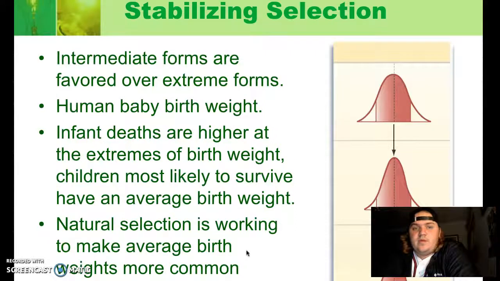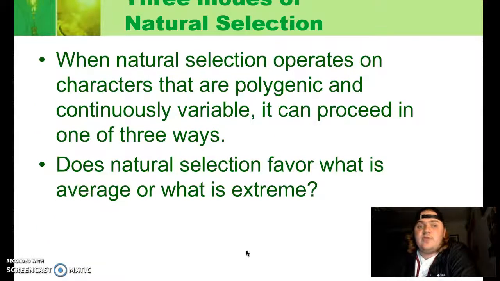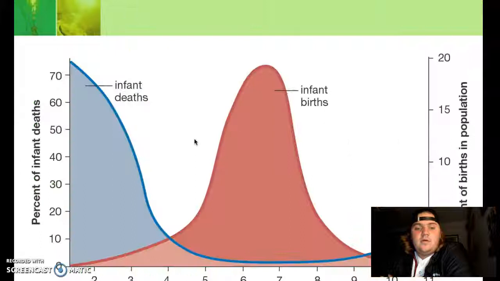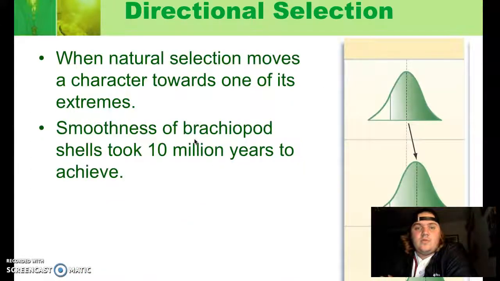This is just a little more descriptive of the natural selection aspect of it. It operates on characters that are polygenic and continuously variable, and it can happen in 3 different ways. Stabilizing selection is one of them. Its intermediate forms are favored over extreme forms. It's just statistics showing birth weight and things like that.